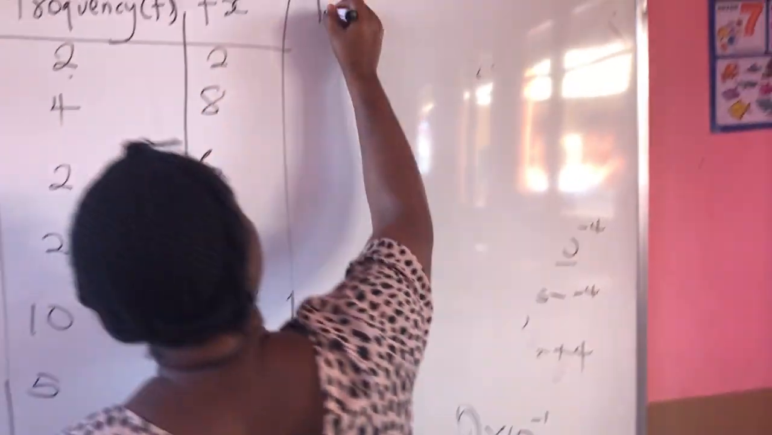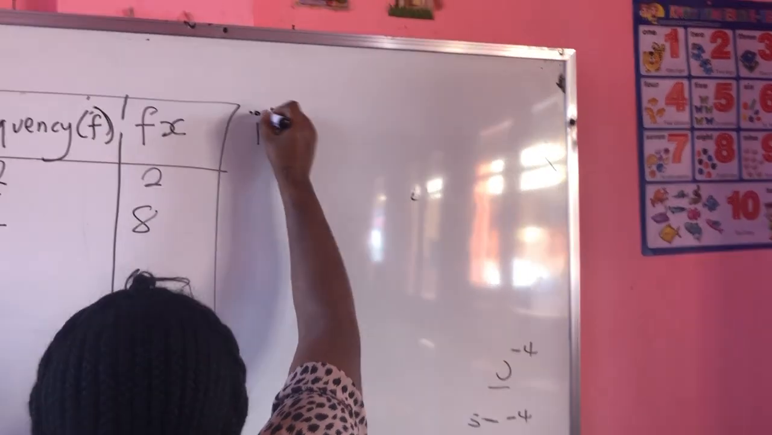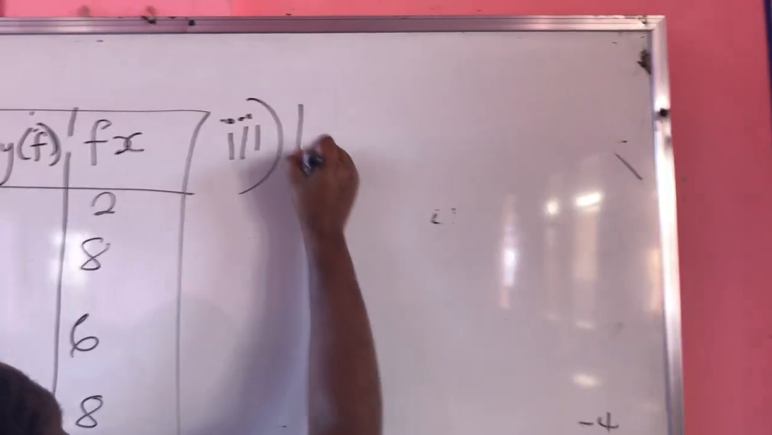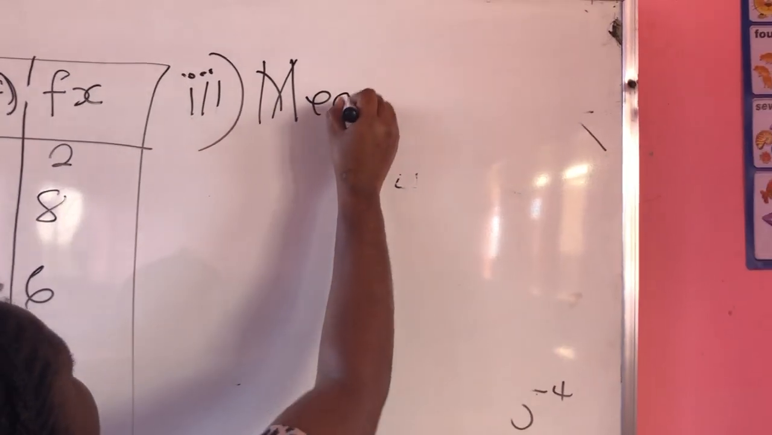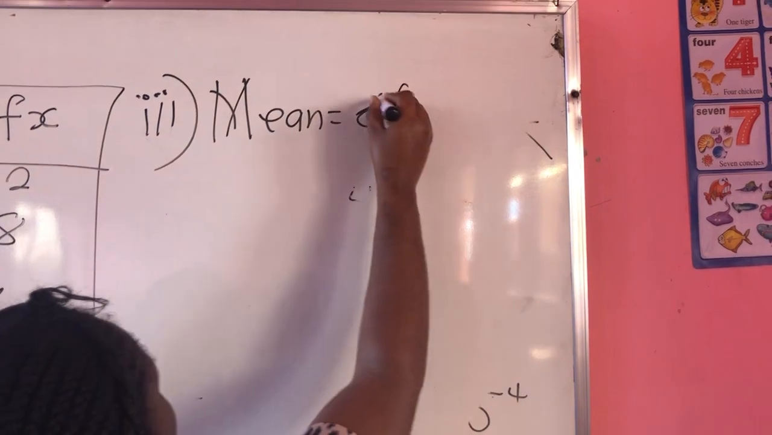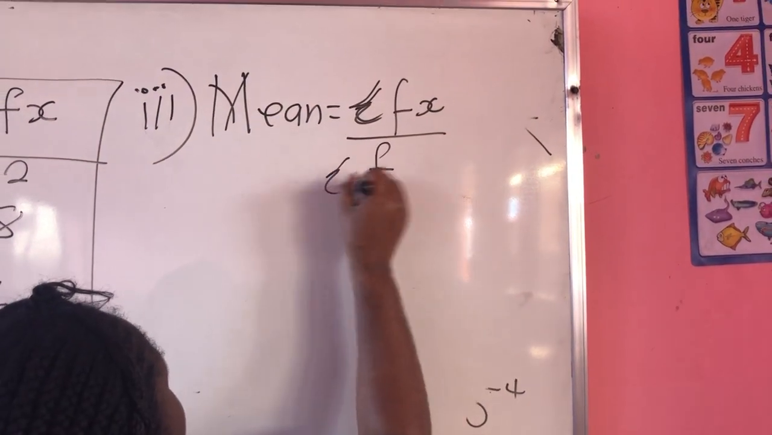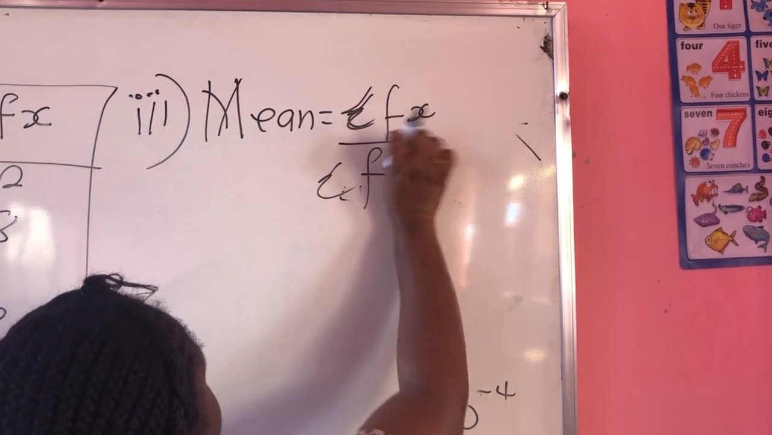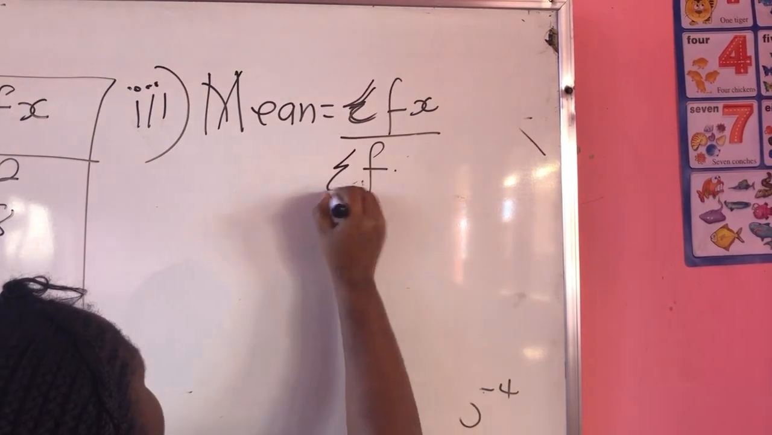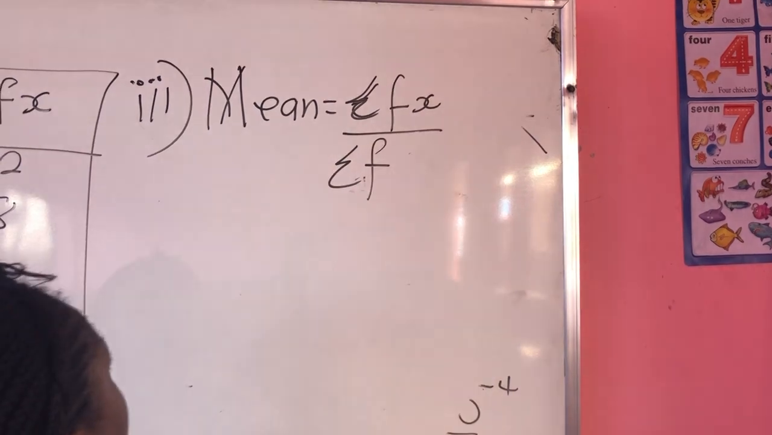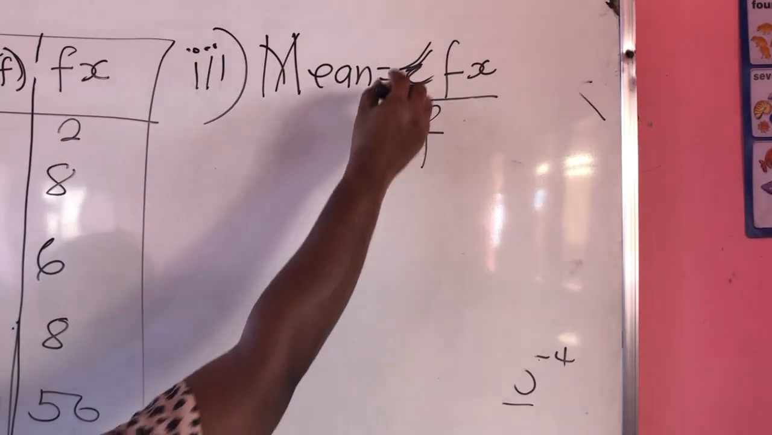So you come here and you write your number. So the number is number 3. Then the question is mean. So you write mean is equal to sigma Fx over sigma F. The formula is also important. It carries marks. You have to write the formula. Mean is equal to sigma Fx over sigma F.